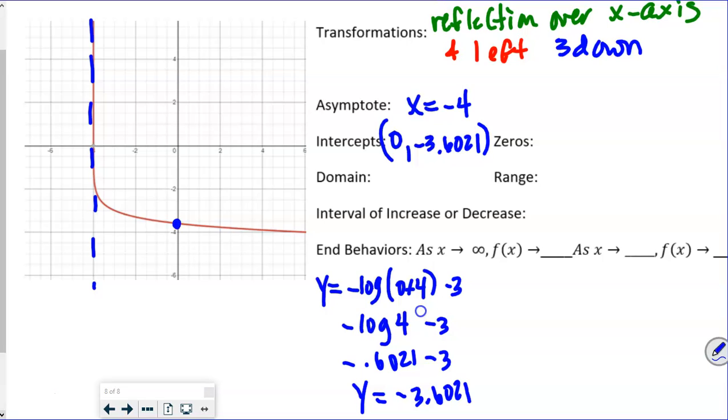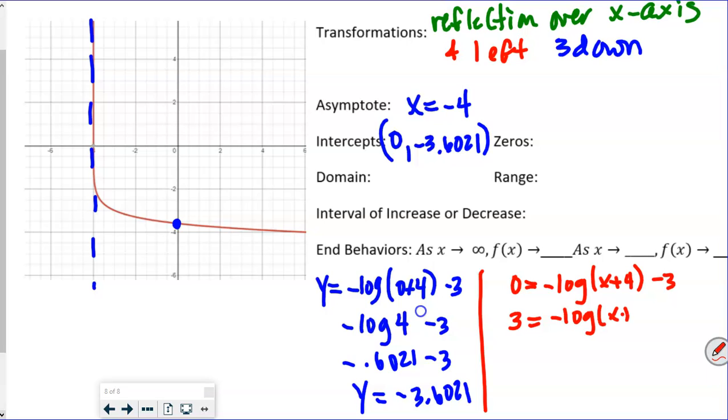And that's right there. And it kind of looks like it's about there, right? Okay, now we're going to solve for our zero of our function. We're going to put 0 in for y. And so it's going to be minus log again. And this time we're going to do our x plus 4 and our minus 3. So we're going to add 3 to both sides. That's going to be 3 is equal to negative log again of x plus 4, right? So we're going to multiply both sides by negative 1. Sorry, that was supposed to be a negative 1, y'all. I don't know why I put a negative 3 there. It was supposed to be a negative 1 times, okay?